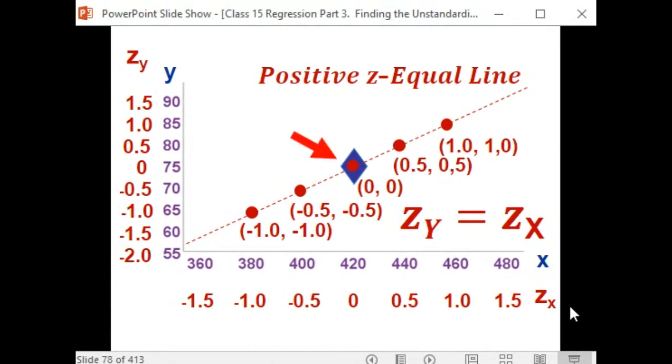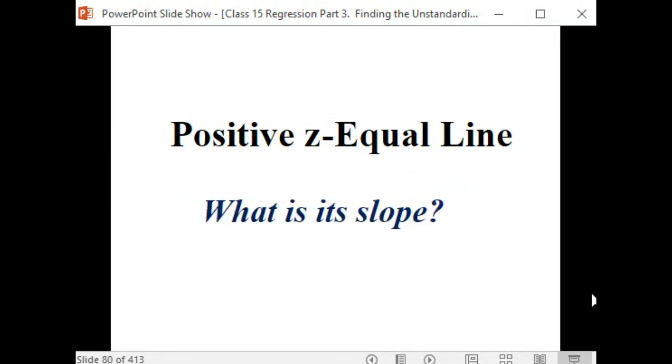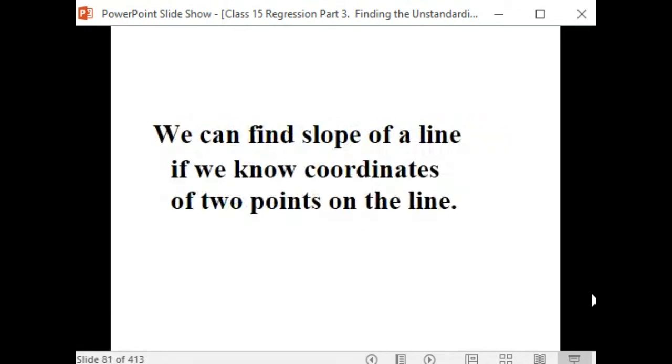Now, we can see that the positive z equal line goes right through the point 0, 0, which is the point of averages. And that's an important thing to recognize. The positive z equal line goes through the point of averages, always. Now, it's important also to know the slope of the positive z equal line. Let's take a moment to calculate it.